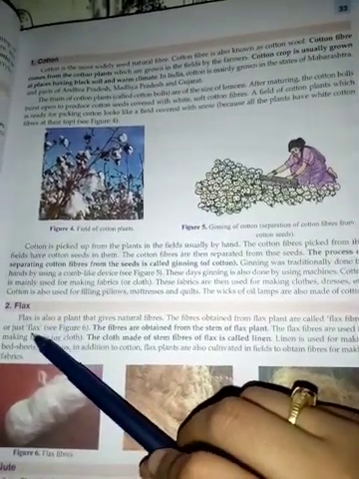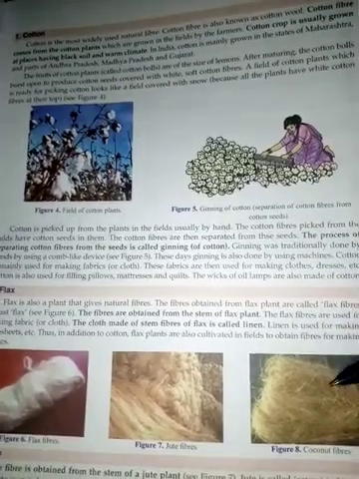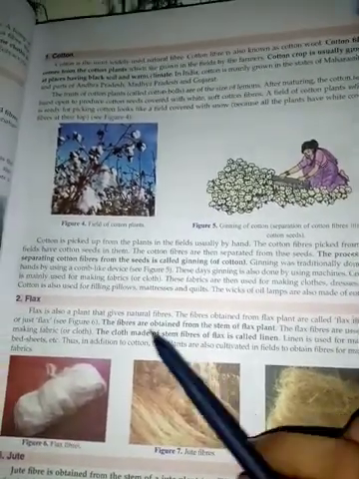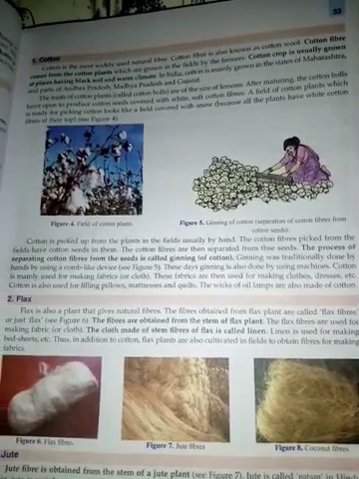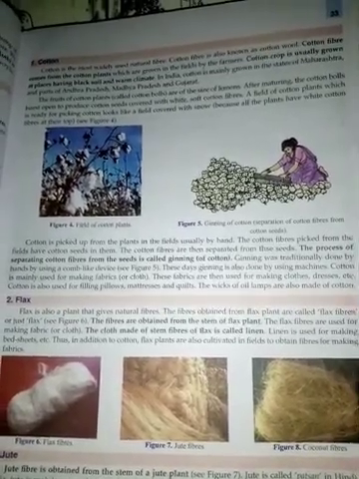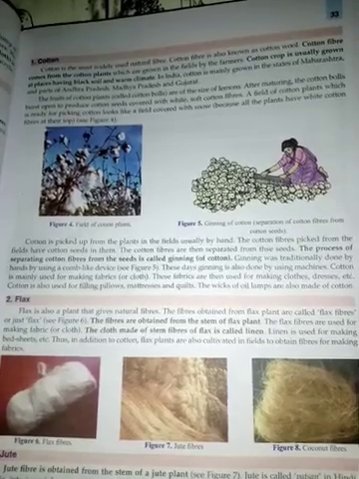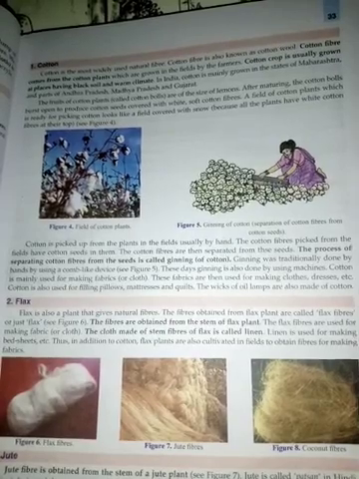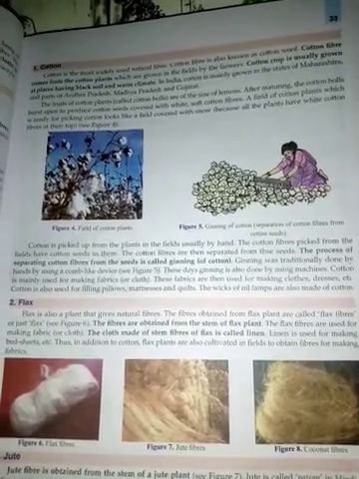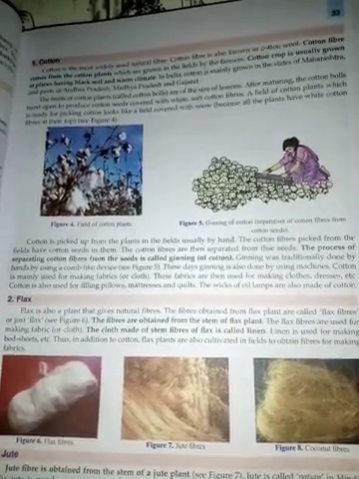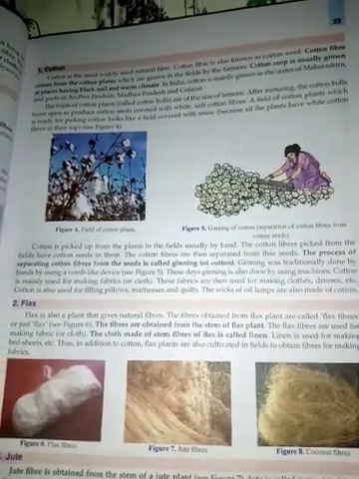Now comes flax. So it's a flax fiber. See, it's a jute fiber and it's a coconut fiber. Flax is also a plant that gives fiber. The fibers obtained are called flax fibers or just flax. Fibers are obtained from the stem of flax plants. It is used for making clothes, and the clothes made of flax stem fiber are called linen. Students, linen is used for making bed sheets.